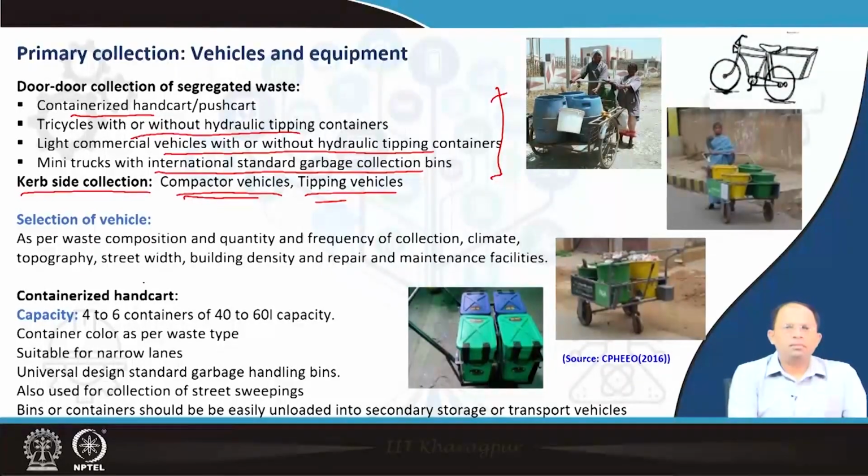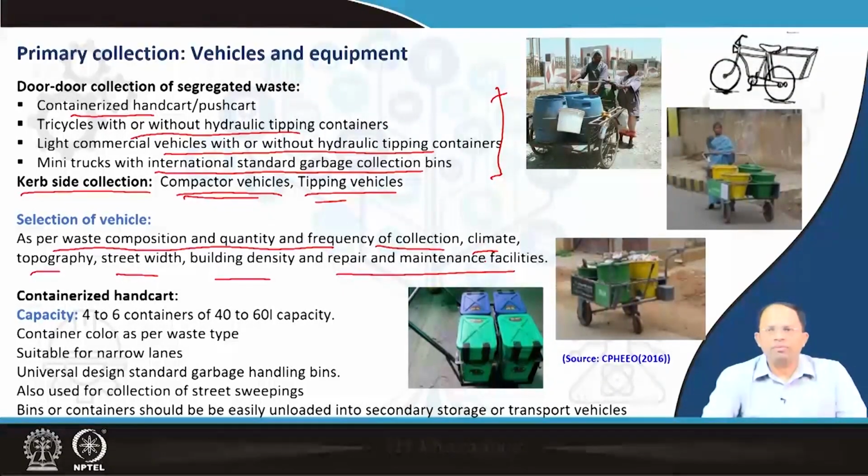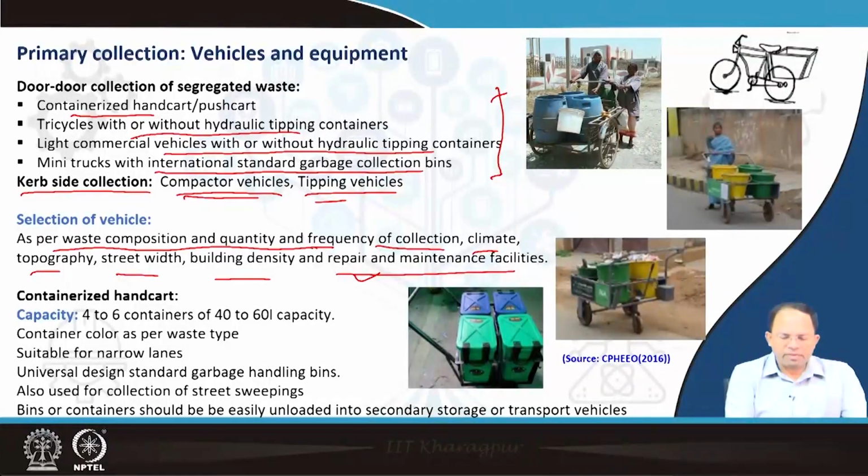Now, selection of vehicle, as we have discussed earlier, is as per waste composition, quantity and frequency of collection, climate of that area, topography of that area, street width, building density, and of course repair and maintenance facilities for those kinds of vehicles. If these repair and maintenance facilities are not there, then there is no point in buying that vehicle. Similarly, for the frequency of collection, we have to make a choice on how frequently we should collect, and also the vehicle design. This should go hand in hand, right?